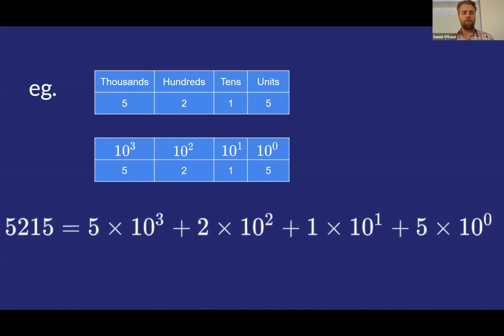So 5 lots of 10 to the power of 3, 2 lots of 10 to the power of 2, 1 lot of 10 to the power of 1, and 5 lots of 10 to the power of 0. So in order to add these 4 numbers together now in scientific notation, what I'm about to show you is just an explanation of why scientific notation works and some of the reasoning behind it. You wouldn't be required to do this level of calculation to convert a standard number to a scientific notation. I'm going to show you a really quick and easy way of how to do this in a moment when you're looking at several digits.